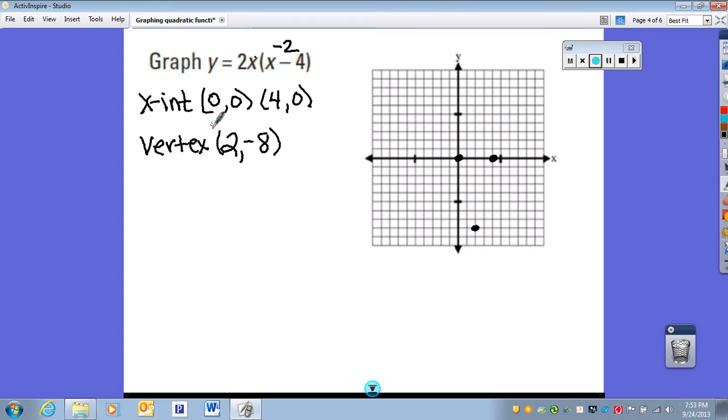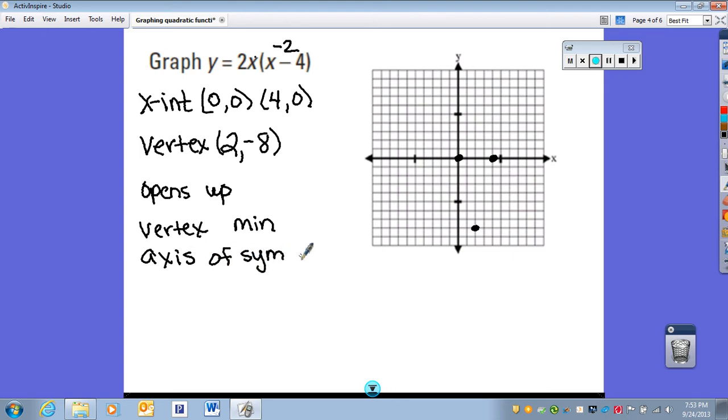Taking a look at our leading coefficient, which is a positive 2, we know that our parabola opens up. Because it opens up, we know that our vertex is at our minimum point. Our axis of symmetry is the vertical line that divides our parabola in half, which passes through the vertex. So the vertical line is written as x equals, in this case, positive 2.